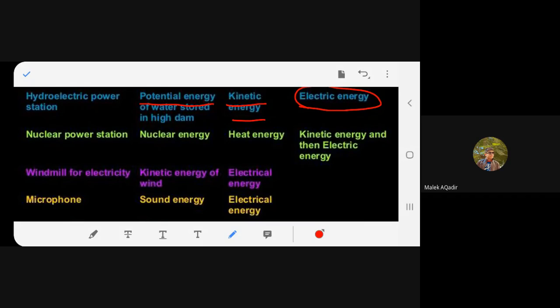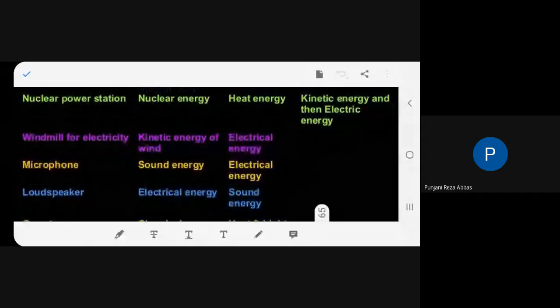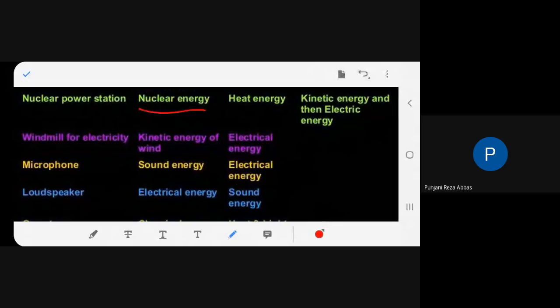Understood, all of you? Yes, ma'am. Boys? Okay. Then we come to the nuclear power station. Which energy are we using? The nucleus. That is the nuclear energy. Like an atom bomb, a hydrogen bomb. When it explodes, it gives out heat energy. You should know that. When it blasts, what do we get? The heat energy. So nuclear energy gets converted into heat energy.